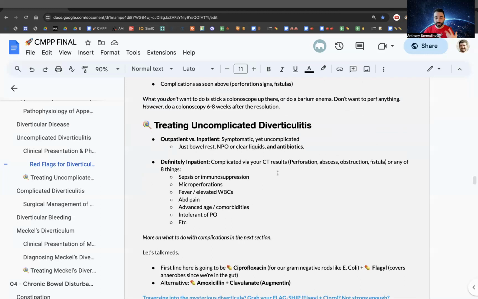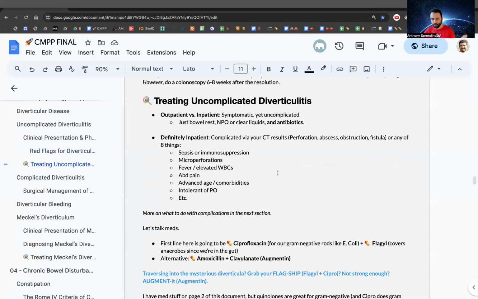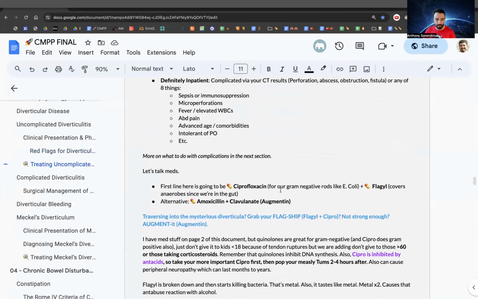All right, how do we treat this? You have a decision, outpatient versus inpatient. If it's symptomatic but uncomplicated, just do bowel rest, NPO, clear liquids, and antibiotics. We'll talk about those in a second. You're definitely doing inpatient if you have some type of complication from that, FOPA: fistula, obstruction, perforation, abscess, or any of these 8 things: sepsis or immunosuppression, microperforations, fever, abdominal pain, advanced age, intolerant of PO. I mean, it all kind of makes sense.